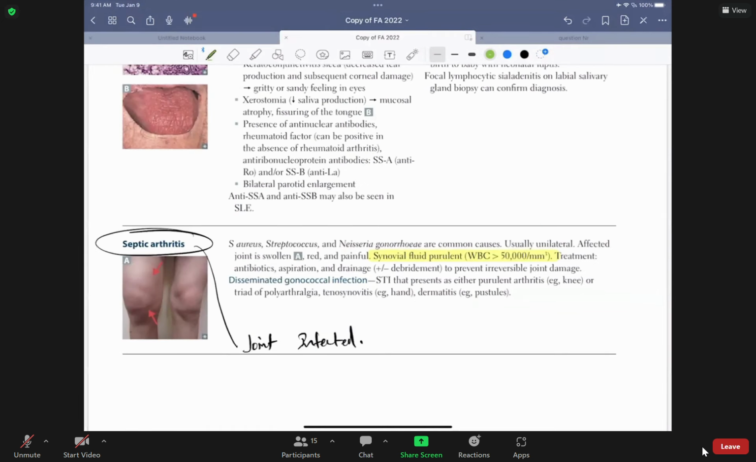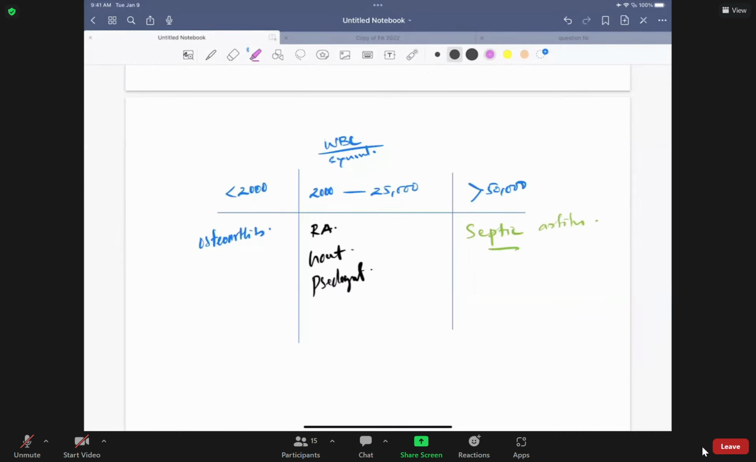Look at that. Okay. Now, Staph aureus or Strep or Neisseria, any of those can cause it. Usually unilateral, right? Because whatever joint is infected. Treatment: antibiotics, aspiration, and drainage. You have to drain. Sometimes disseminated gonococcal infection. So it's another septic arthritis that's with sexually active people with STI. Okay, same thing with a different organism, folks. So that's septic arthritis. So that chart is helpful in the questions.